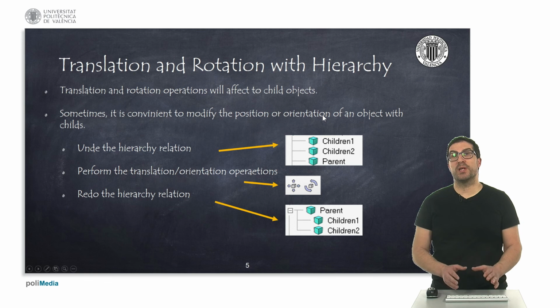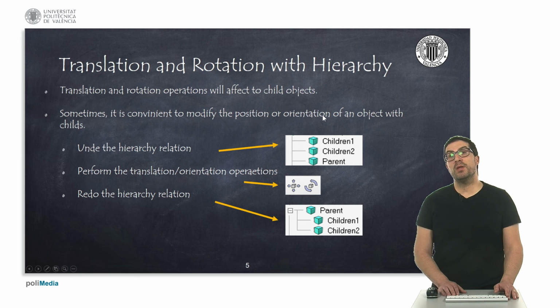Sometimes we need to move an object that has children, but only this object, maybe because its position is not correct. In that case, in order not to affect the children, what we must do is first undo the hierarchy relationship, then perform the translation or rotation operation, and then redo the hierarchy relationship. In another video, I will explain the hierarchy relationships between objects. For the moment, you just need to know that rotation and translation operations affect objects that are below it.